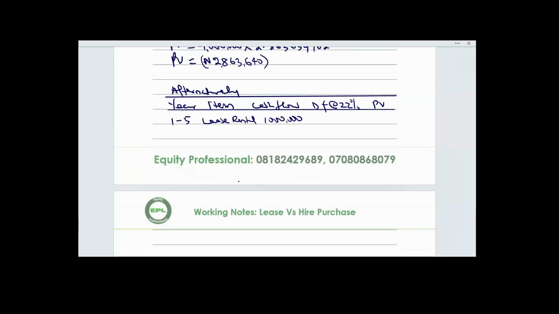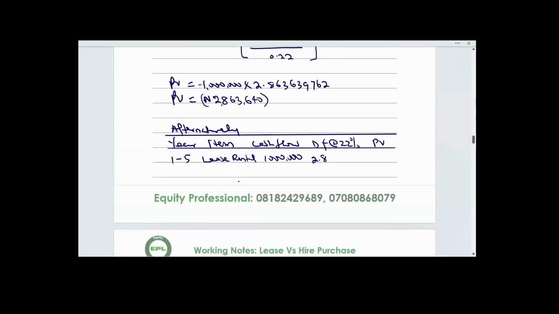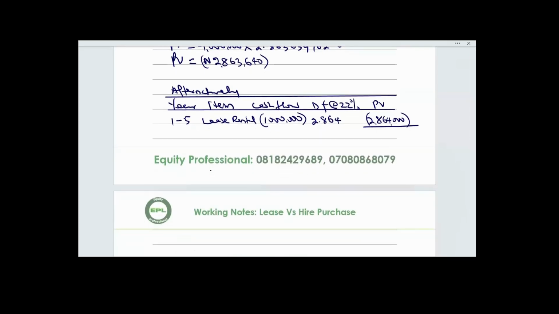We have calculated the annuity factor to be 2.8. If we restrict our number to 3 decimal places, that would be 2.864. So this will give us 2 million. Remember, this is a cash outflow, so that will be 2,864,000. Because we have rounded our annuity factor to 2.864, but in the other method we use almost the whole number, that's what is causing the difference. So you can just say 2,864,000.